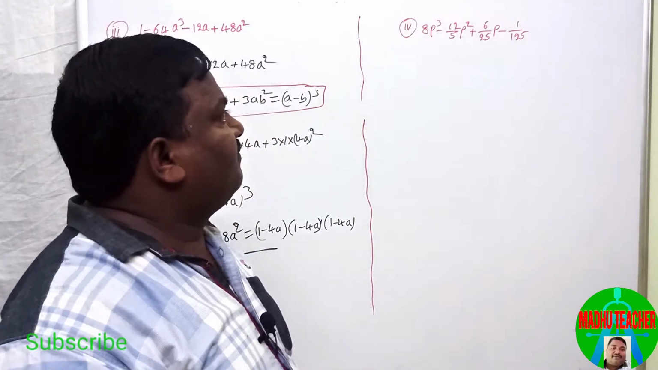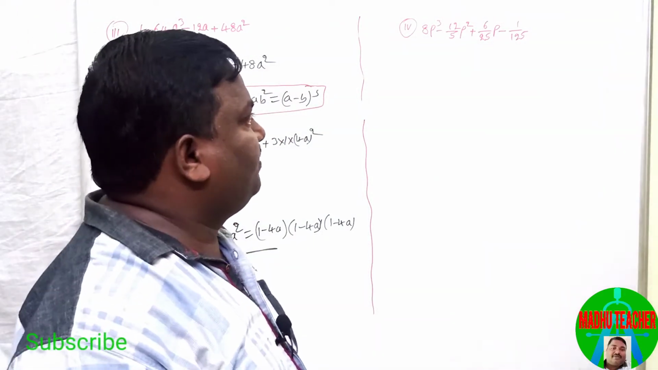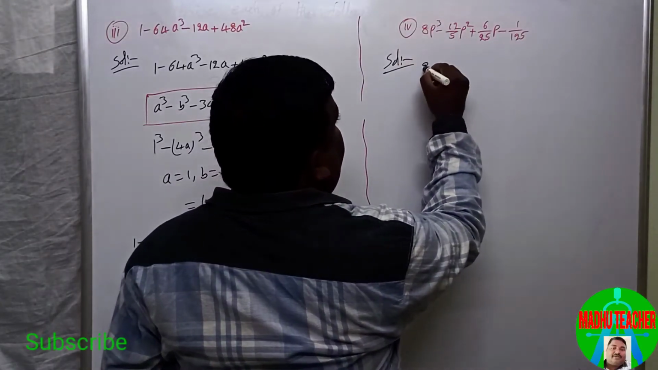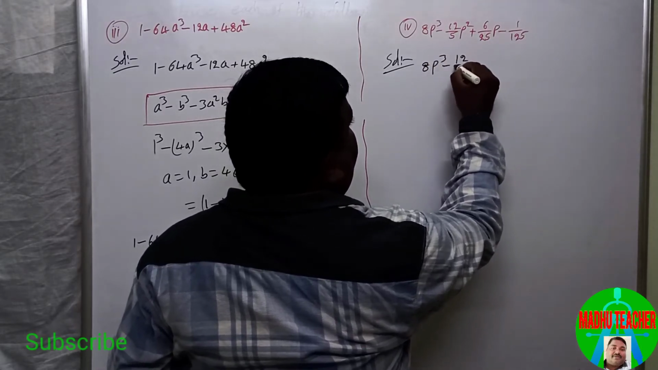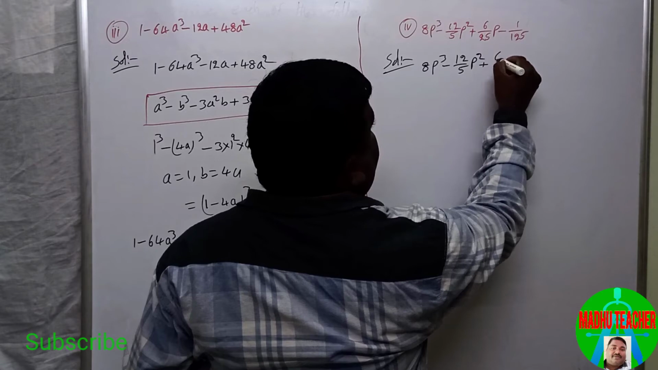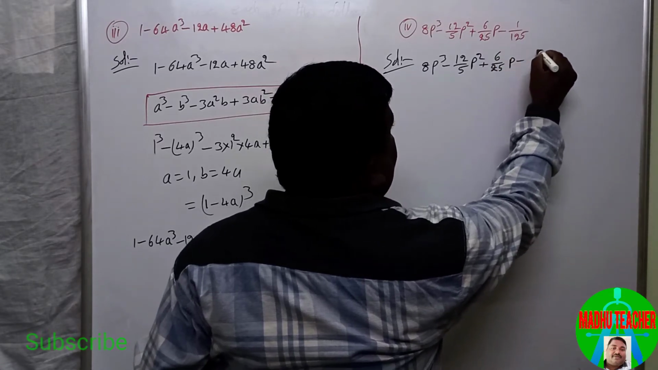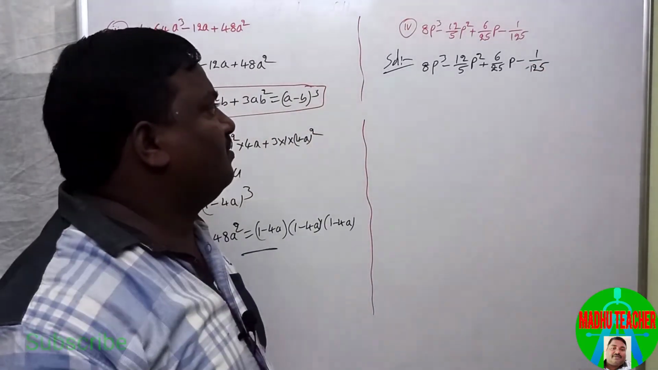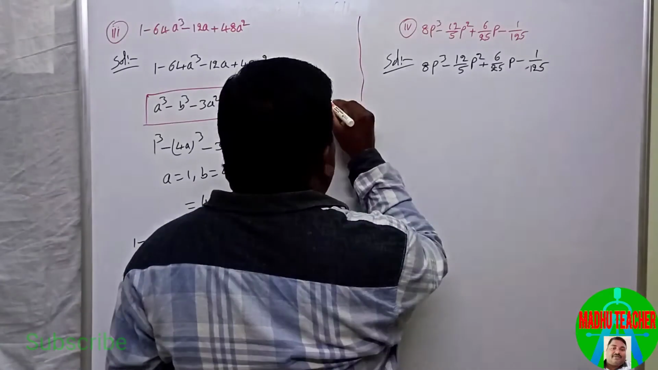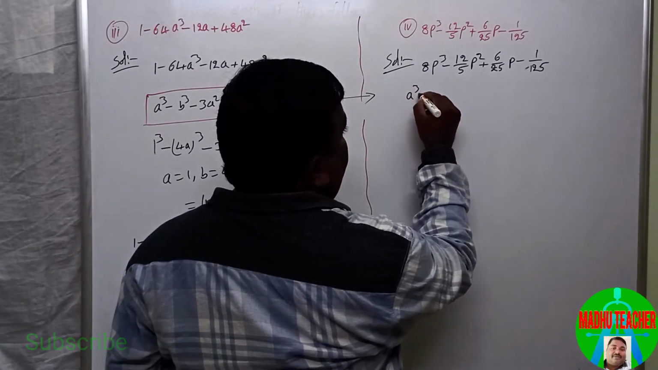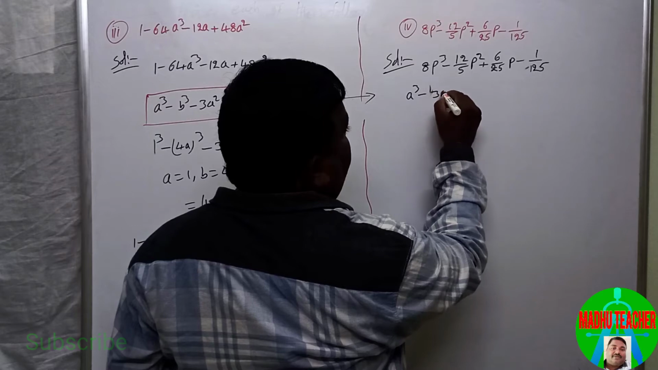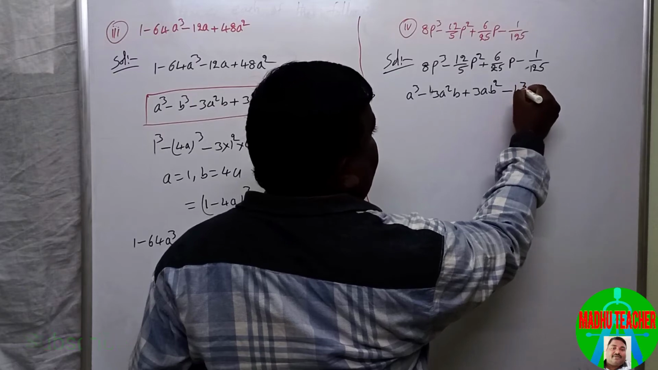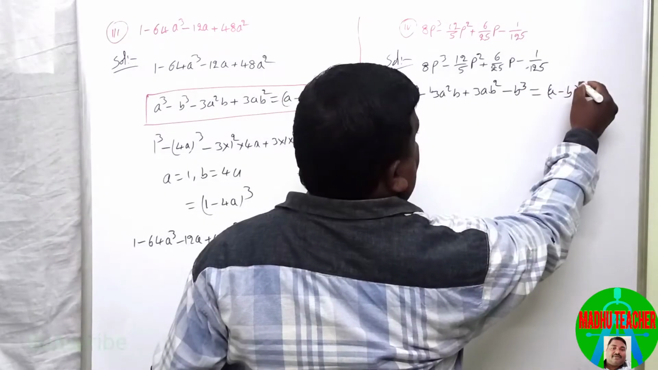Next, 8p cube minus 12 by 5 p square plus 6 by 25 p minus 1 by 125. So what is given? By observing this, it is also in the form of a cube minus 3a square b plus 3ab square minus b cube, that equals (a minus b) whole cube.